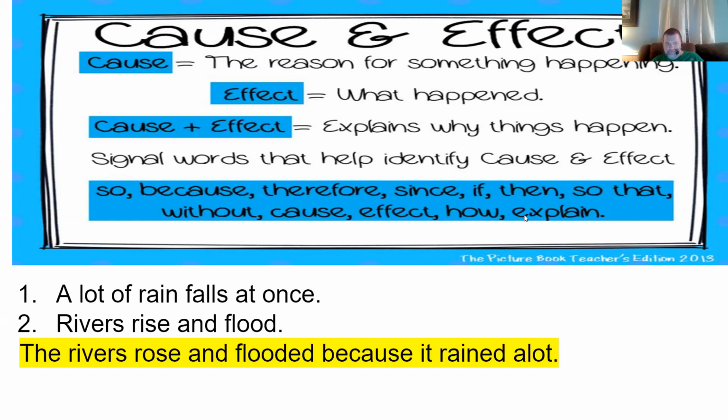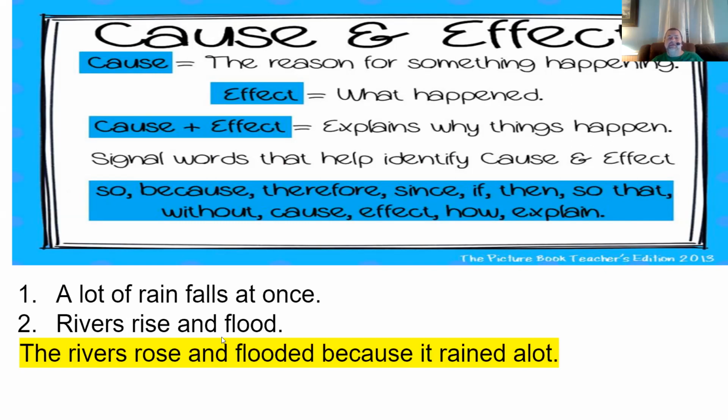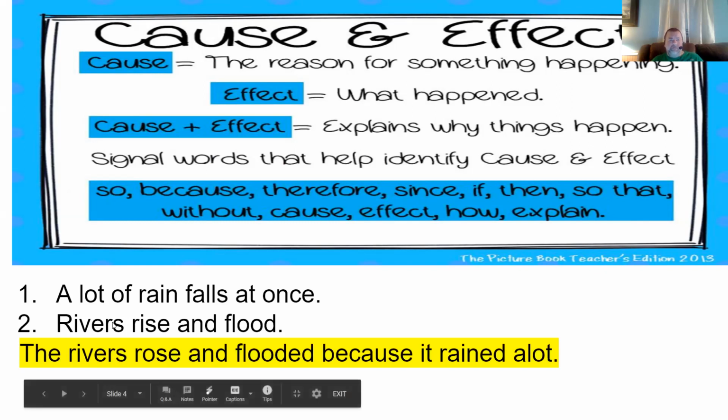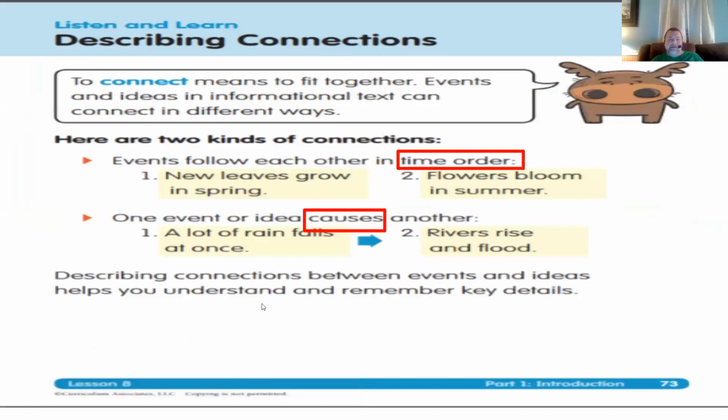So a lot of rain falls at once, rivers rise and flood. So the rivers rose and flooded. Why? Because it rained a lot. So in order for the rivers to rise and flood, first a lot of rain had to fall. Describing connections between events and ideas helps us to understand and remember key details.